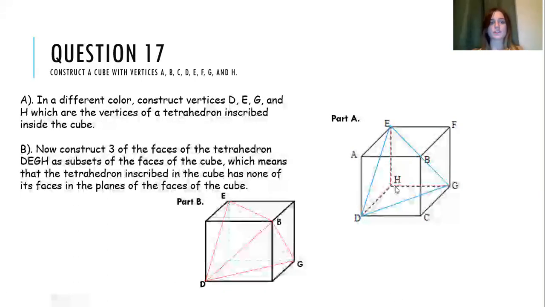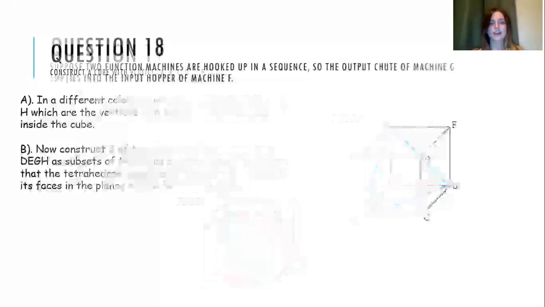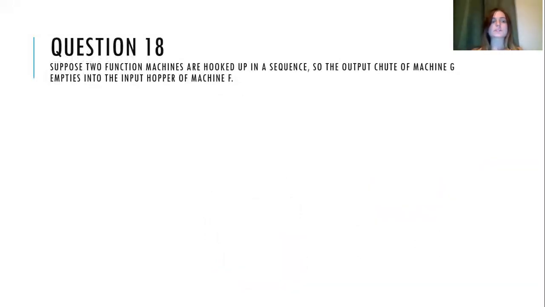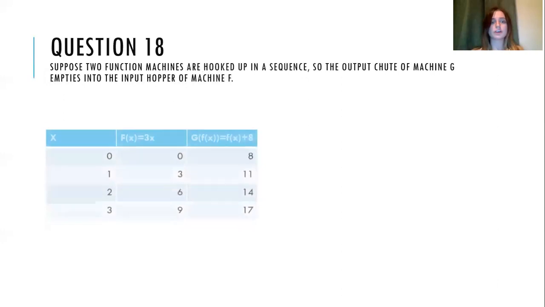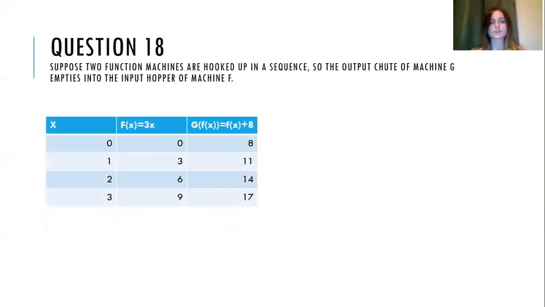Now let's go to question 18. Suppose two function machines are hooked up in a sequence, so the output chute of machine G empties into the input hopper of machine F. We are using function machines, and there are rules that the function machine has that we have to follow. So let's look at those rules.